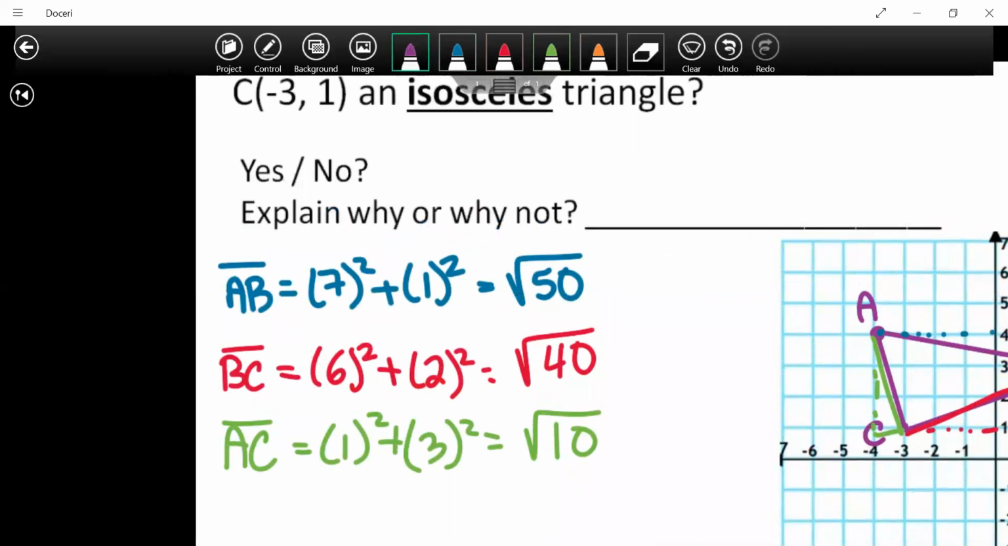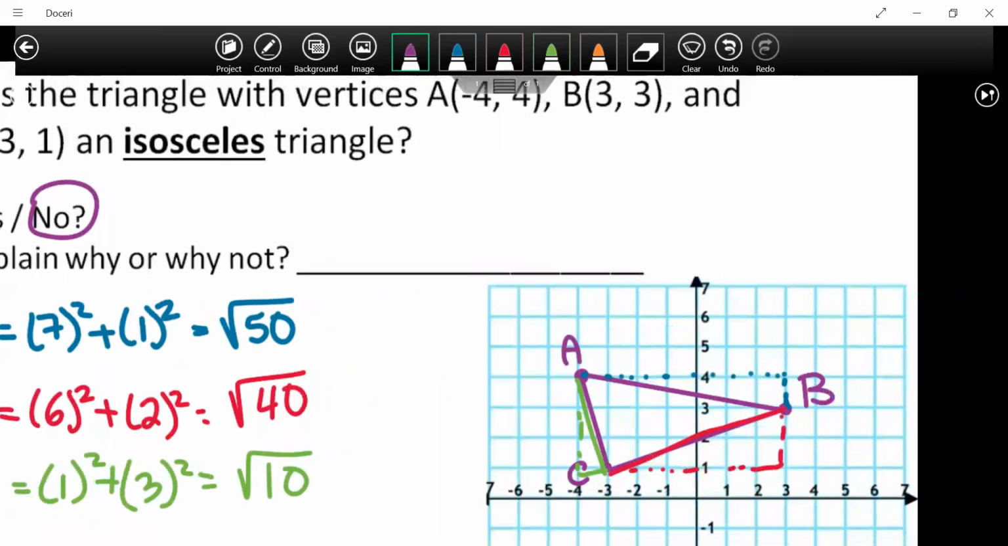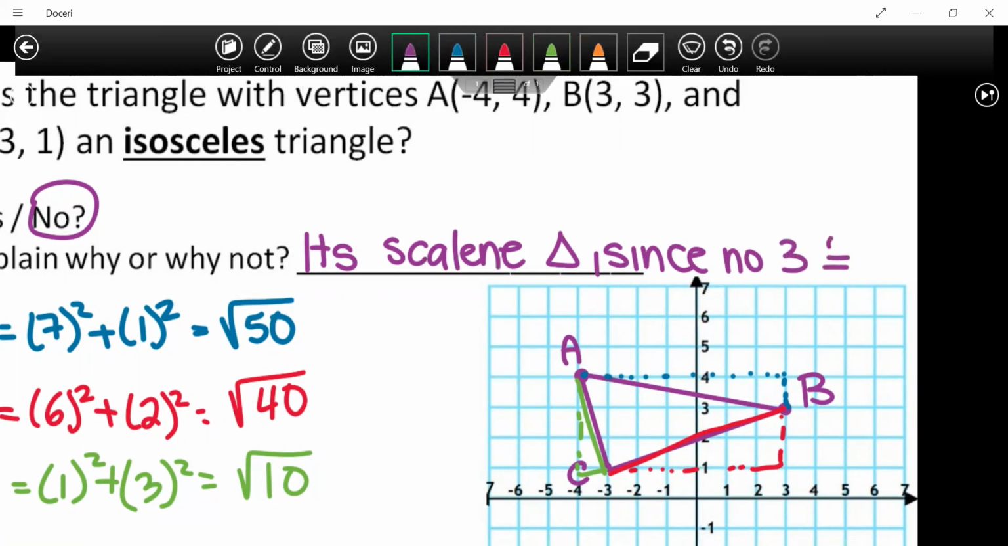So in this case, no. It's scalene. Since no 3 congruent sides. If we want to take this up another notch, though, we can actually determine whether it's a right scalene. Can we determine that?